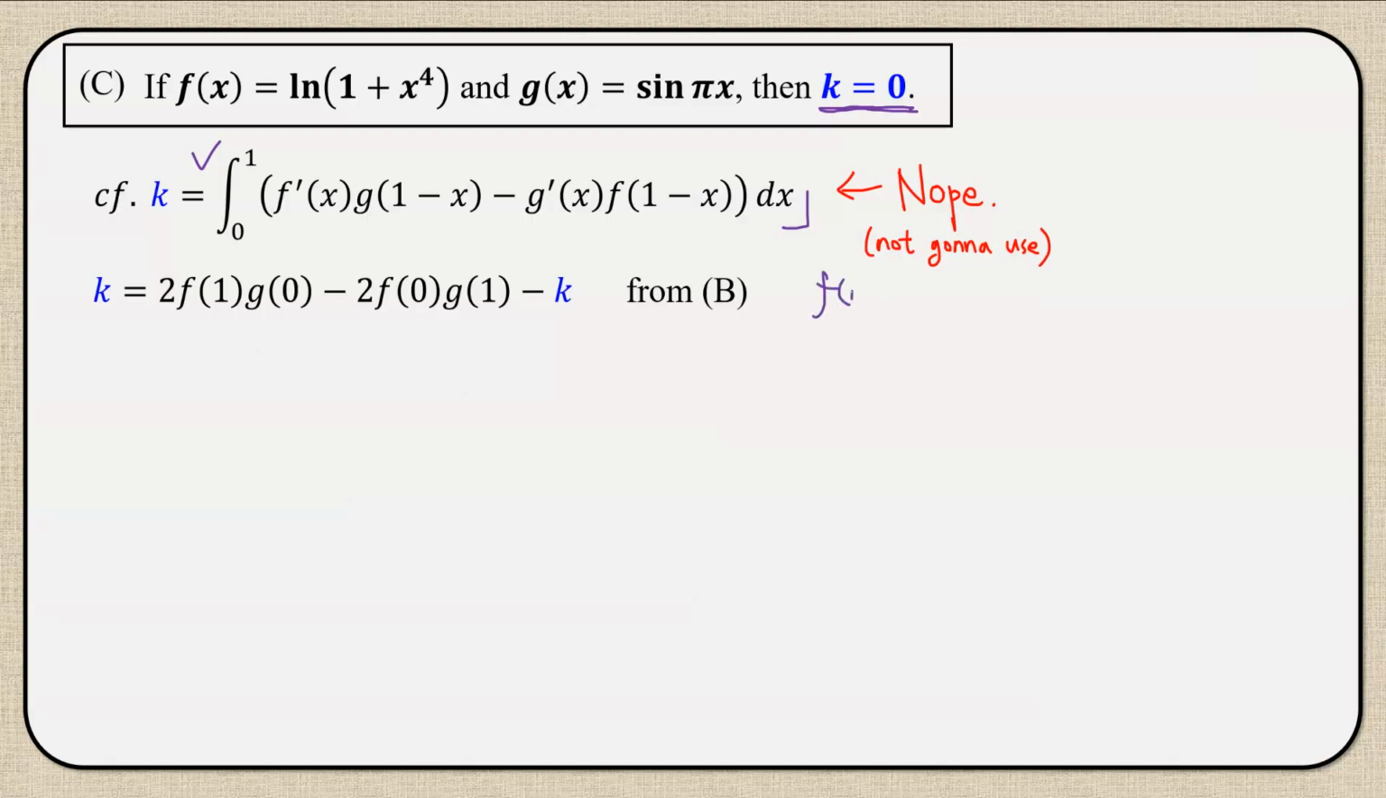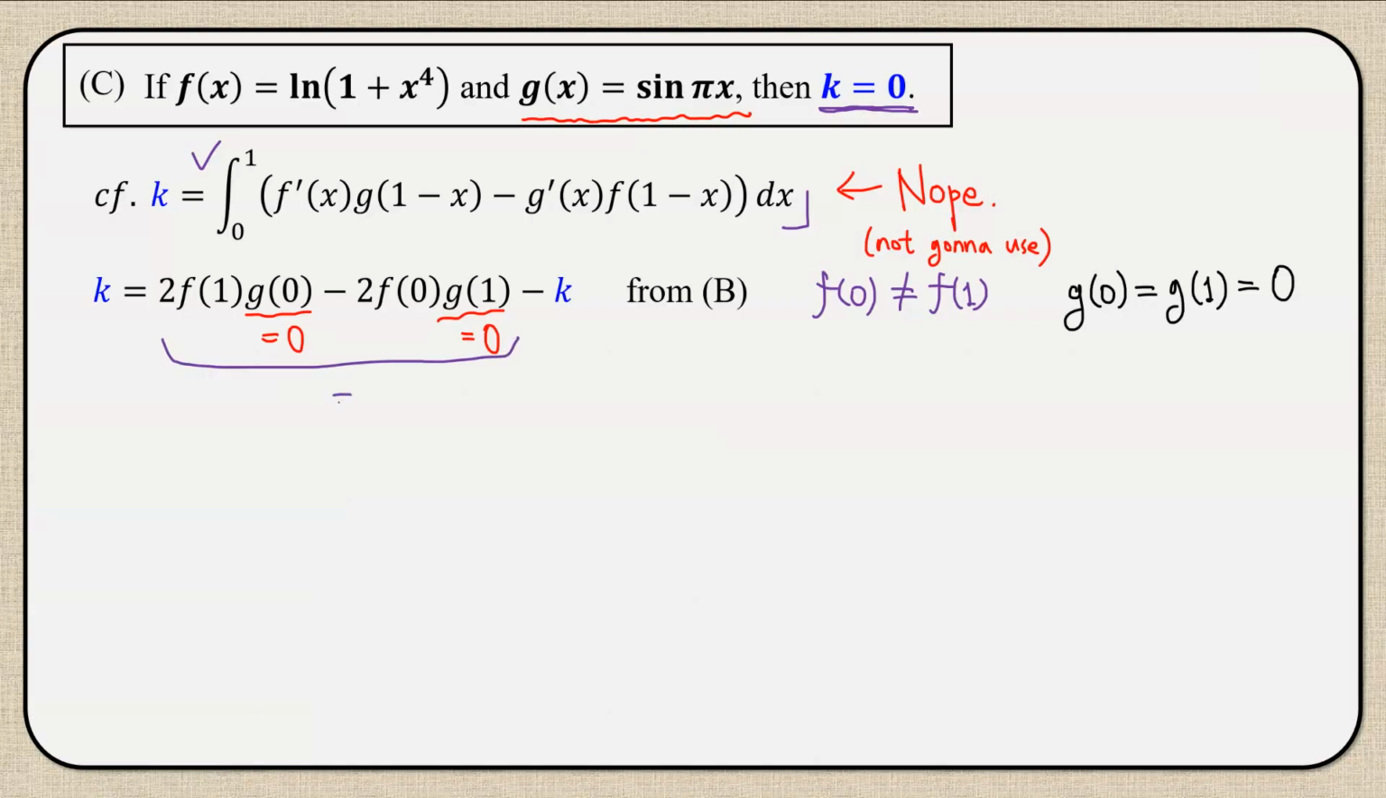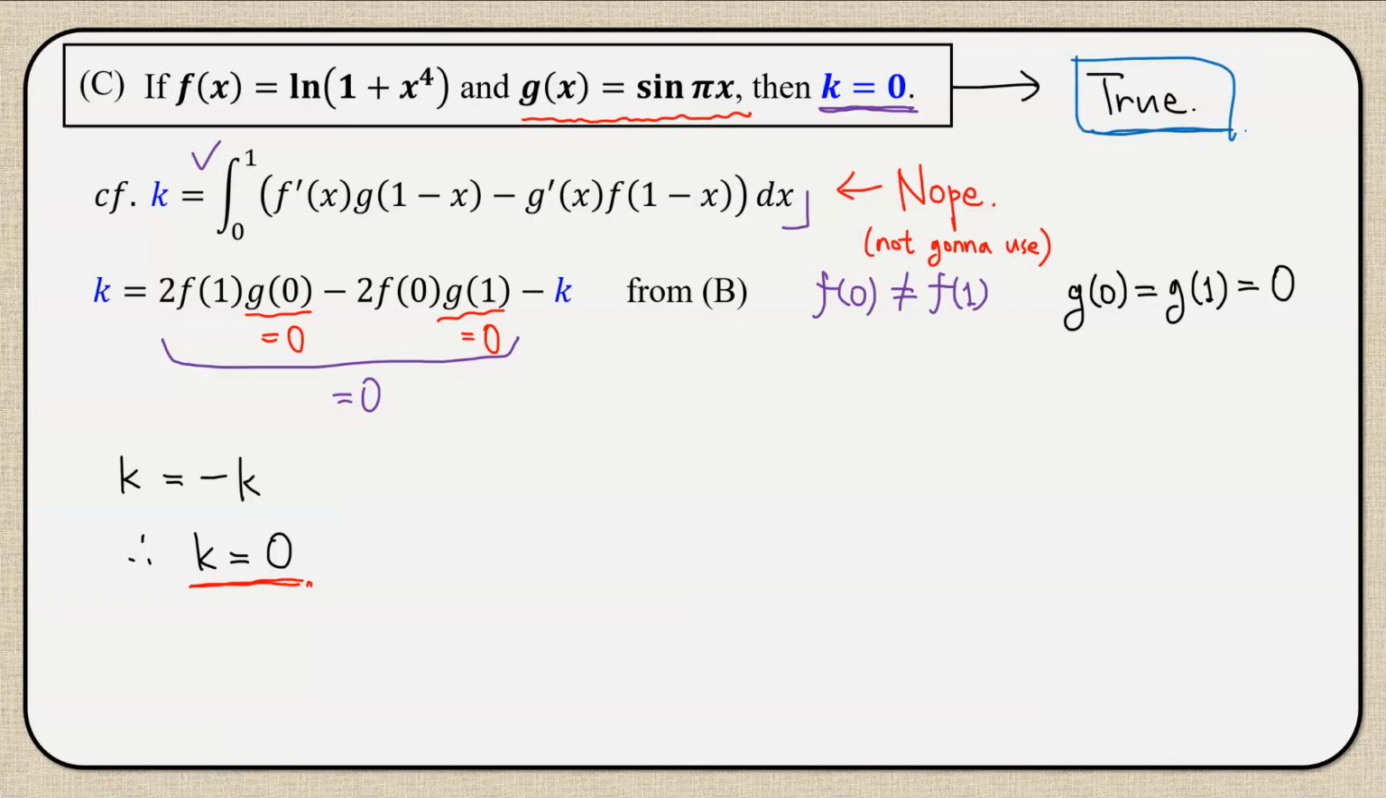Here, unlike case B, f(0) and f(1) are not equal. However, if you take a look at function g(x), you'll notice that both g(0) and g(1) are equal to 0. Therefore, this entire part becomes 0, so we only have k equals minus k, which means that k equals 0. Therefore, statement C is also true. Therefore, the answer is A, B, and C, hence choice 5.